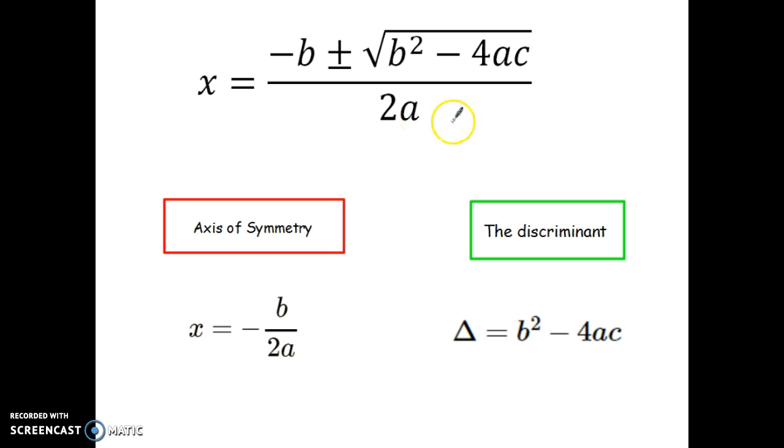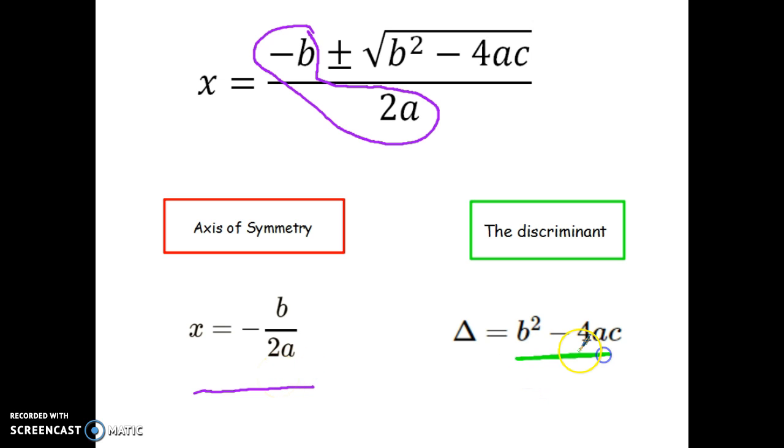The other things that this formula can help us do is, first of all, find the axis of symmetry, which is the x-coordinate of our turning point, and that comes from this part here of our quadratic formula. The minus b over 2a gives us our axis of symmetry. This part here is what we call the discriminant, and that's the bit that's under the square root sign. And that discriminant helps us to work out how many solutions or how many x-intercepts our graph has. Let's have a look at that in a little bit more detail.